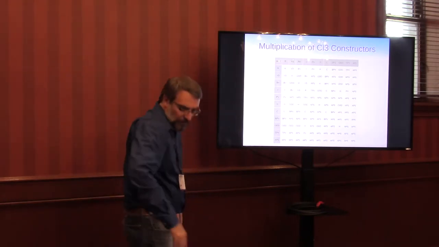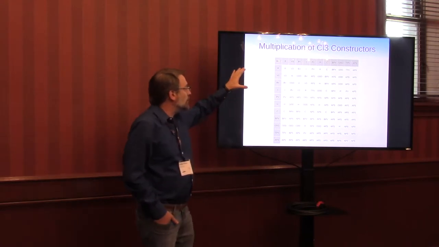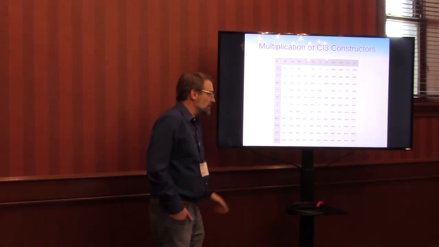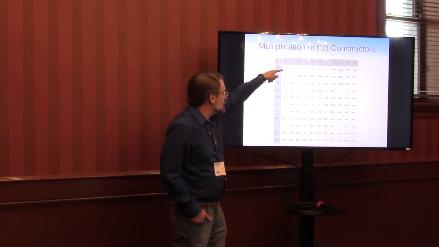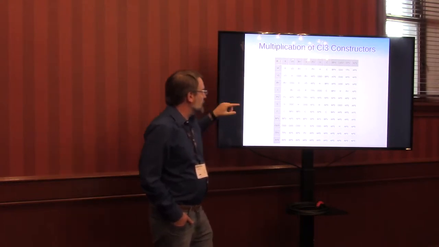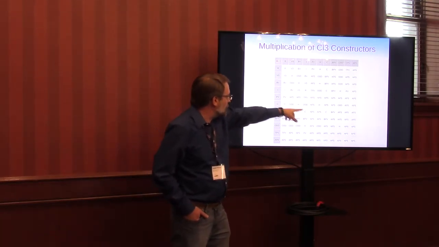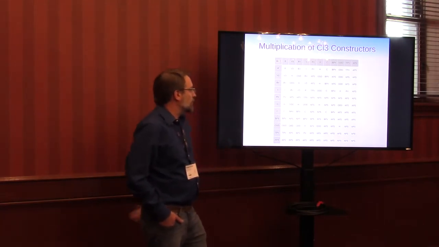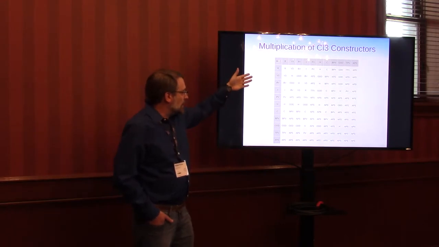If we look at multiplication of constructors, it has its own multiplication table, and you can see these subalgebras where you take a real times a real and you get a real number, or a quaternion times a quaternion and you get a quaternion. You can see where that ring forms for the algebras. And then this is all specialized.